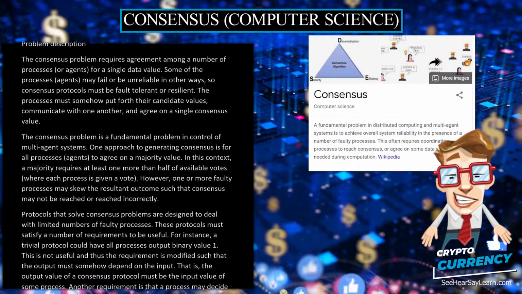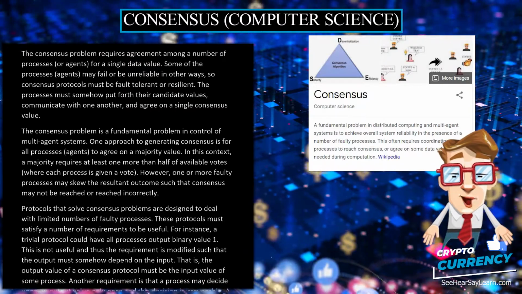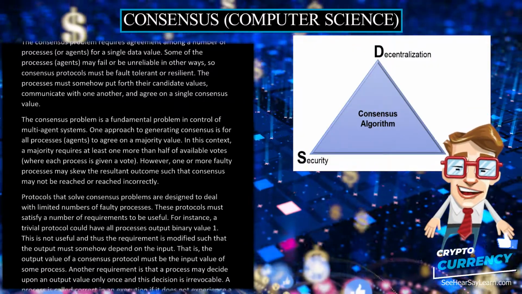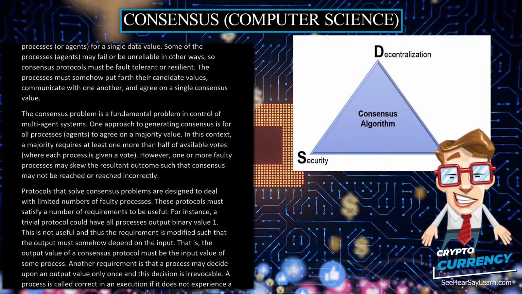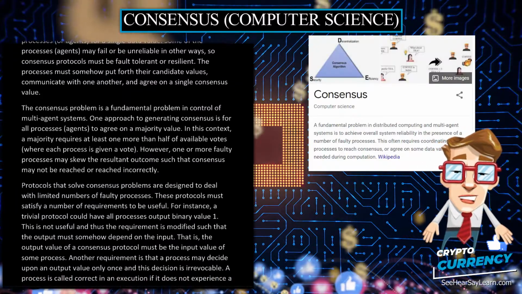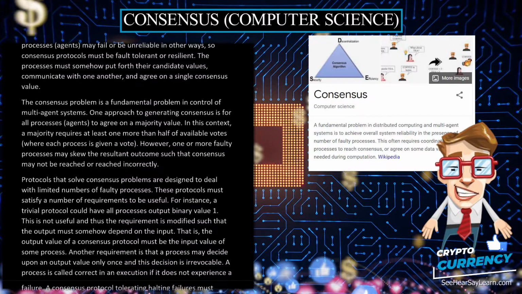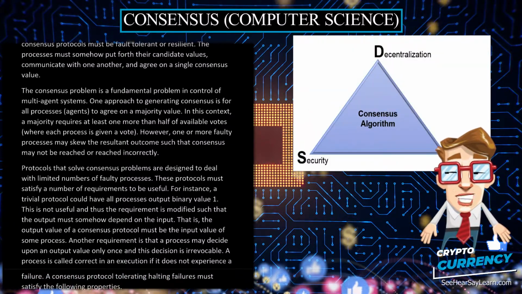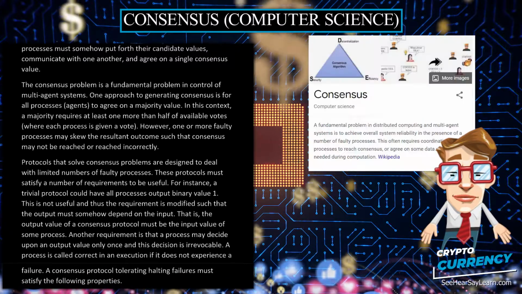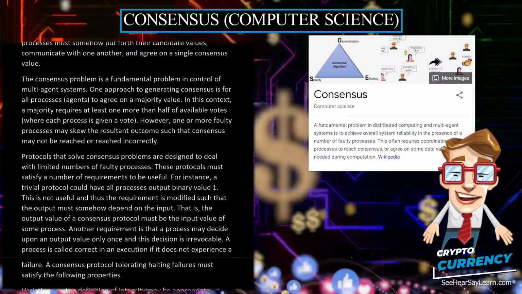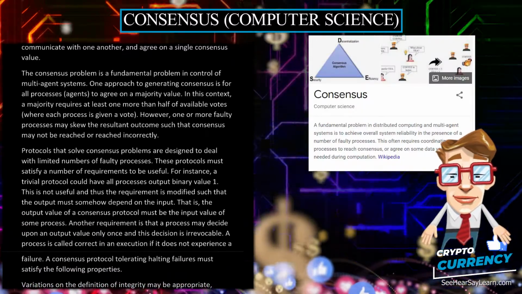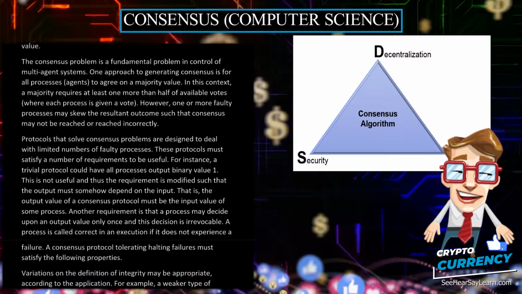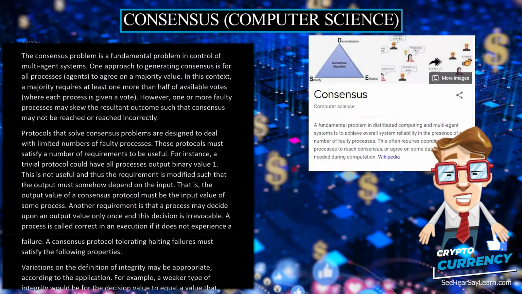One approach to generating consensus is for all processes, agents, to agree on a majority value. In this context, a majority requires at least one more than half of available votes, where each process is given a vote. However, one or more faulty processes may skew the resultant outcome such that consensus may not be reached or reached incorrectly. Protocols that solve consensus problems are designed to deal with limited numbers of faulty processes.